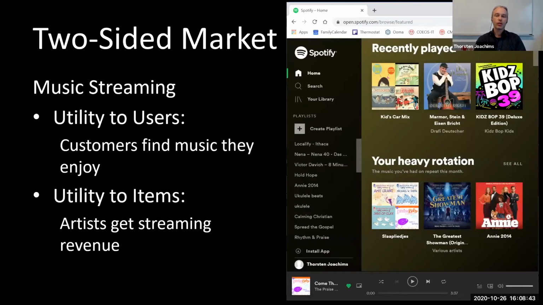Or think about music streaming. Here's my Spotify account that got completely taken over by my kids. I use Amazon Music these days, so I get to keep a little bit of my own. So my kids get a lot of utility out of this, right? They find music that they like. But it's also that the artists derive revenue, right? Whenever something gets streamed, the artist actually gets streaming revenue out of this. So by picking recommendations and by presenting rankings, our ranking systems influence which artist makes money.